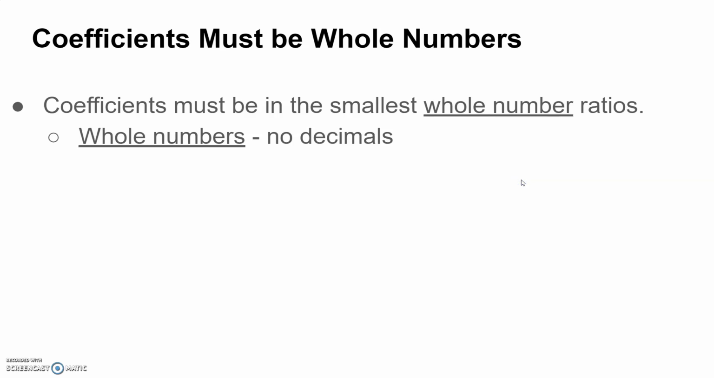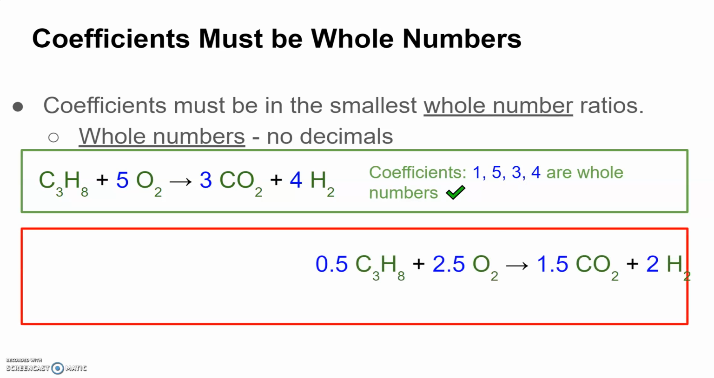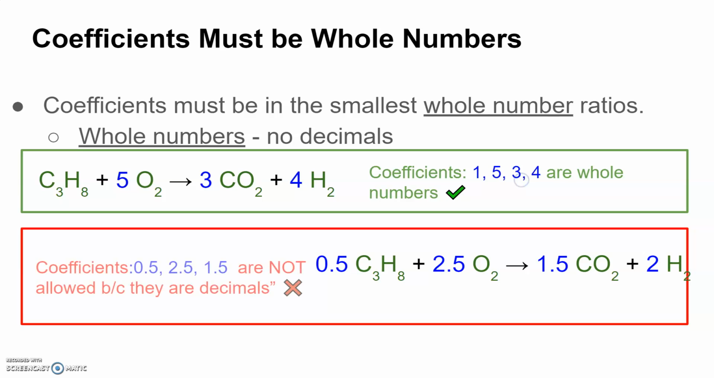The next thing we mentioned is that they must be whole numbers. So what do we mean by that? Whole numbers means they cannot have decimals. So if you look at these coefficients, they're all whole numbers. There are no decimals there, 1, 5, 3, and 4, all whole numbers. But if we look at an example like this, where we have 0.5, 2.5, 1.5, and 2, the 0.5, 2.5, and 1.5 are decimals, so they're not allowed as coefficients.